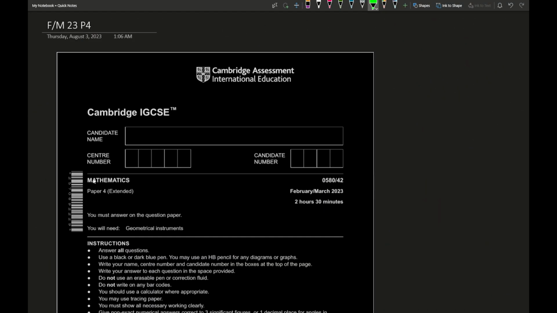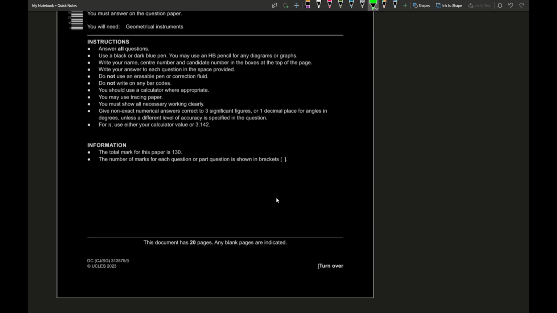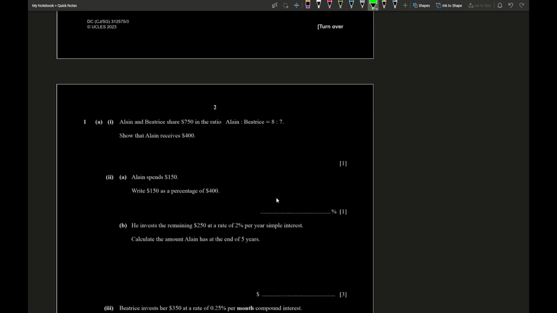Today inshallah we'll be solving mathematics code 0580 paper 4 variant 2 February March 2023. Bismillah. Yalla bina. Okay. Question number 1 part AI.